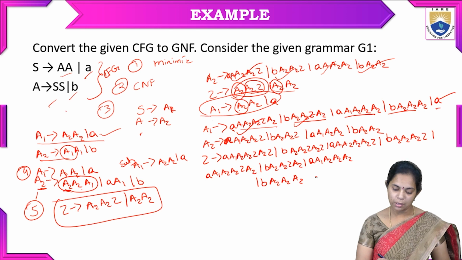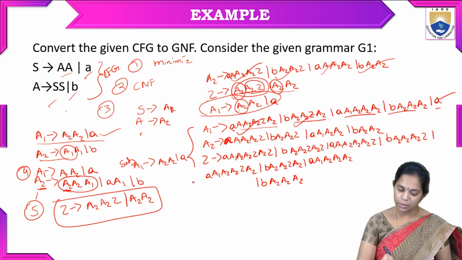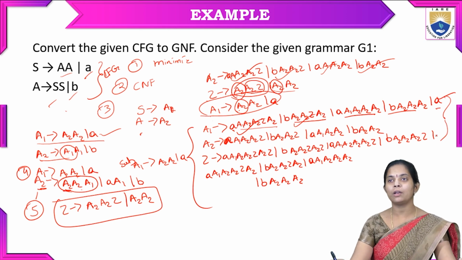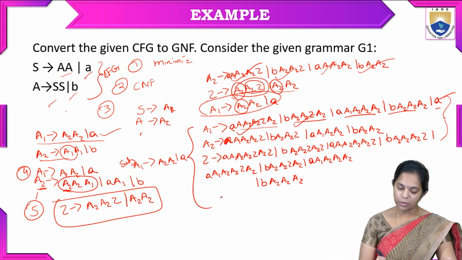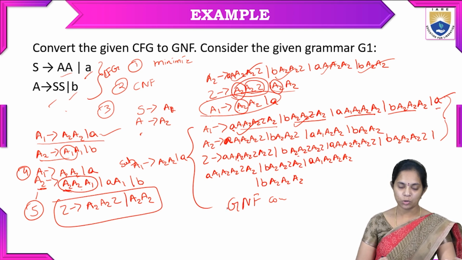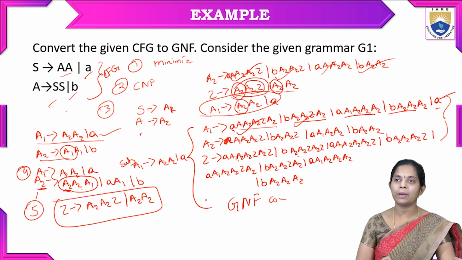And this is how we converted the production rules of a context-free grammar to a Greibach normal form. So this is all about the production rules. If you check all the grammar, all the production rules are satisfying the Greibach normal form conditions. So by this conversion, we convert a context-free grammar to a Greibach normal form. Let me summarize this conversion of a context-free grammar to a Greibach normal form.